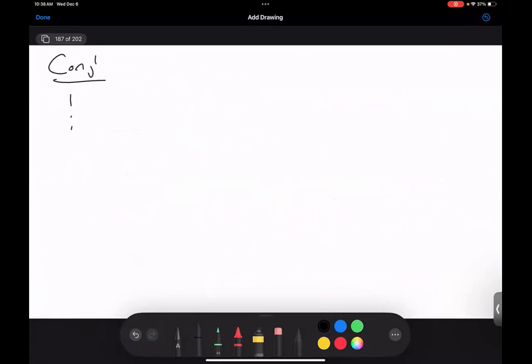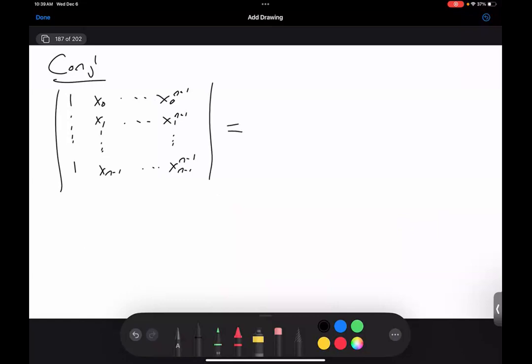is if I give you 1, ..., 1, x0 to the n minus 1, x1 to the n minus 1, ..., xn minus 1 to the n minus 1, that this is some constant times the product, 0 less than or equal to i strictly less than j less than or equal to n minus 1, of xj minus xi.